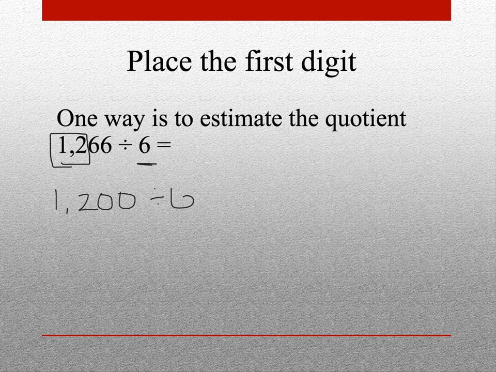divided by 6. If you think back to the last chapter, we multiplied using basic facts. We can also divide using basic facts. 12 divided by 6 is 2. Bring over the zeros into that quotient. Our estimated quotient is 200. This is going to give us a pretty good idea that when we divide 1,266 by 6, our quotient will begin in the hundreds place.